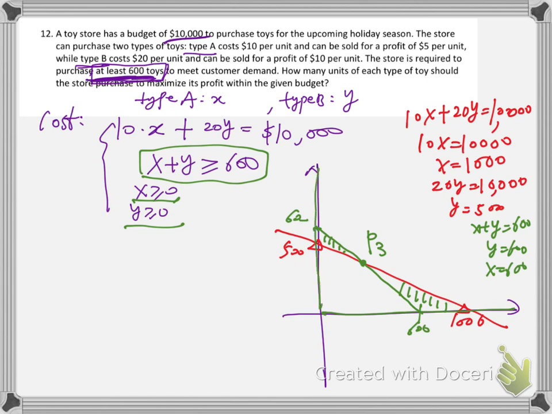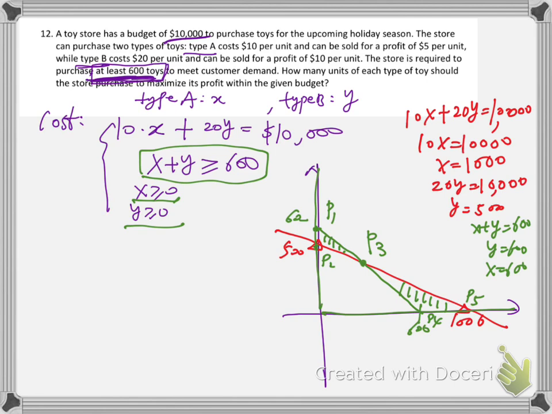So we have two triangles in this question. So now how many corners? We have 5 corners. P1, that's 1. P2, 500 on the y-axis. P3 is in the middle, and then this is our P4, and this is our P5. 5 corners. So we have to find our z for these 5 corners.